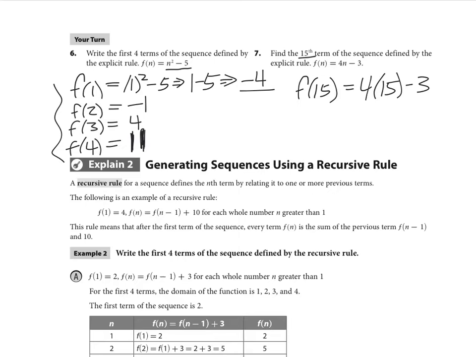4 times 15 is 60. 60 minus 3 is 57. So that would be 57. Okay. All right, let's go to the next one.